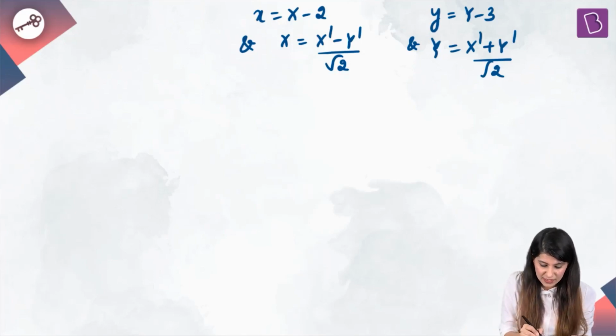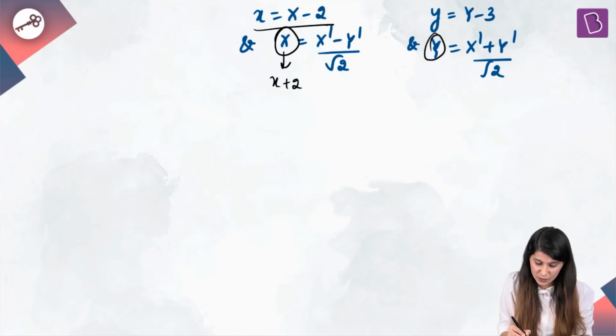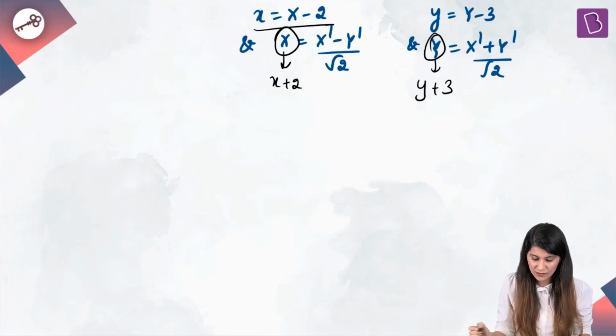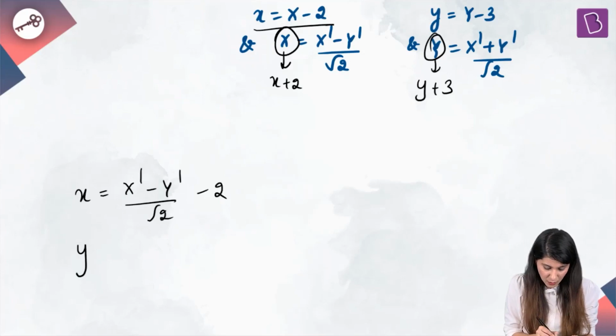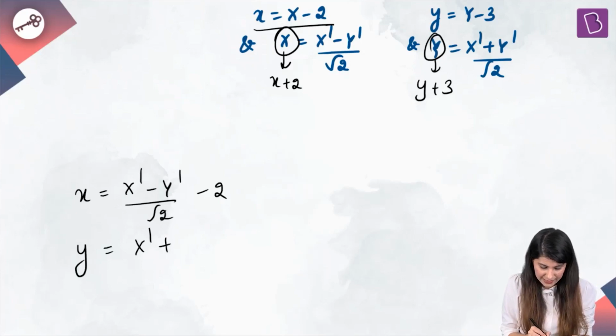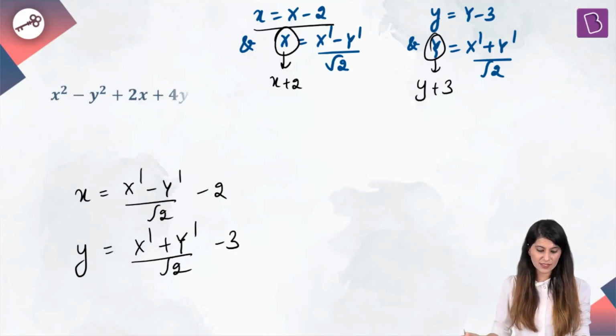How to do that? We just need to take out the value of capital X from this, which is what? Small x plus 2. So this will be replaced by small x plus 2. This will be replaced by small y plus 3, such that small x will be equals to what? X dash minus y dash by root 2 minus 2. Y will be equals to what? X dash plus y dash by root 2 minus 3. These are the two equations and this is the original equation.